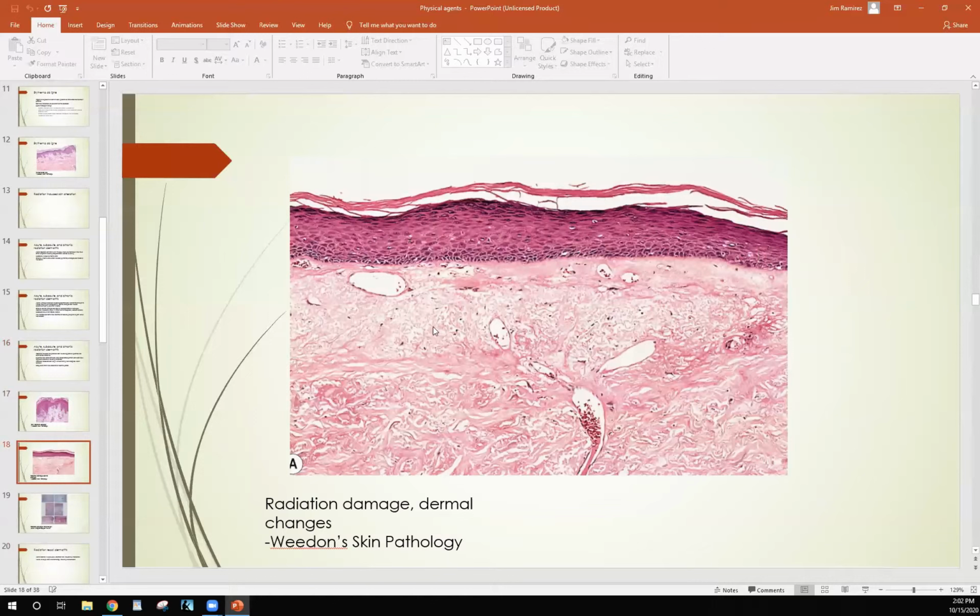Here's another example of radiation, but this one more chronic, also from Weedon. And you can see that the epidermis is really less involved here. And actually what you have much more going on is this sort of homogenization or fibrosis of the collagen here, and these ectatic vessels. In some areas you can see a little bit of these radiation fibroblasts, these kind of darker cells right here in center field.